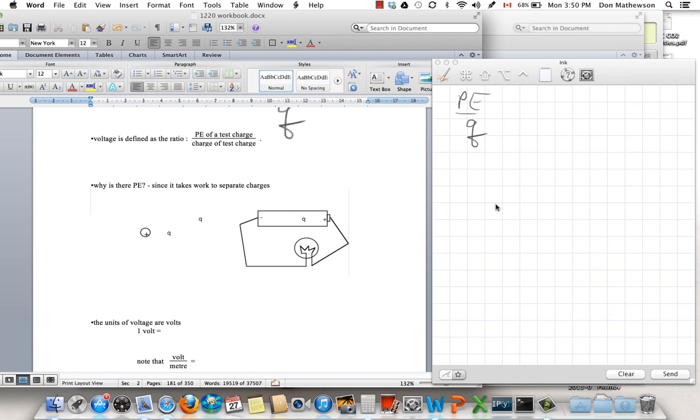In a battery, the chemical reactions make one end negative and another end positive. So you can think of this as, there's been some work done to separate the negative charges from the positive charges, and therefore there's stored energy there.